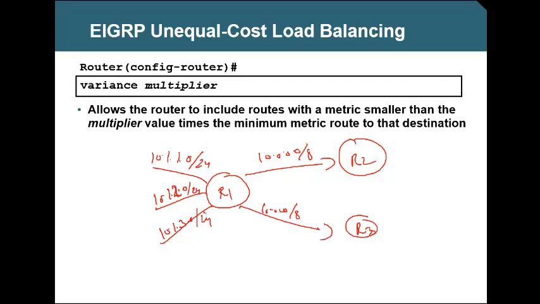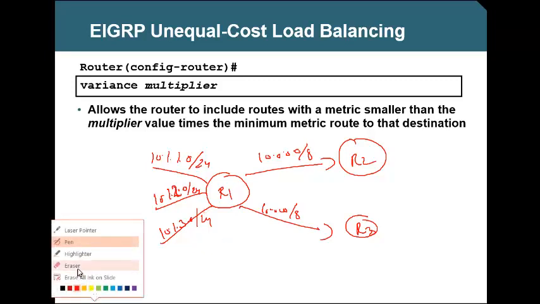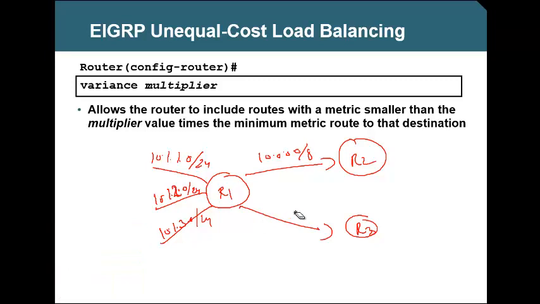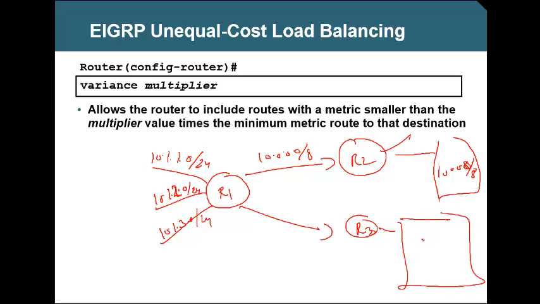But if my aim is to send a summary route only to one of my neighbors, R2 needs to receive the summary route in its routing table, whereas R3 should receive all the subnets.